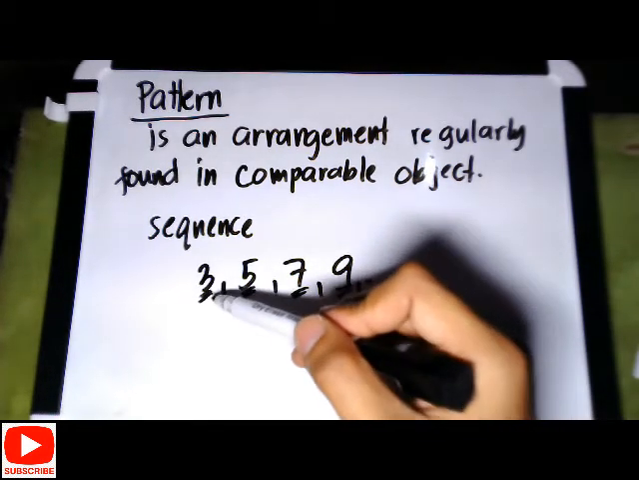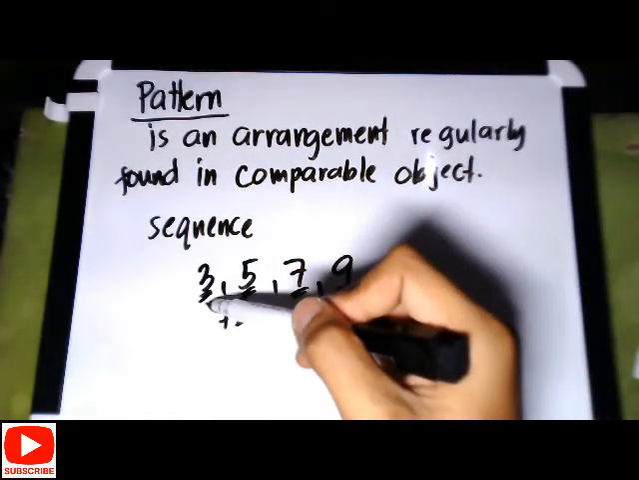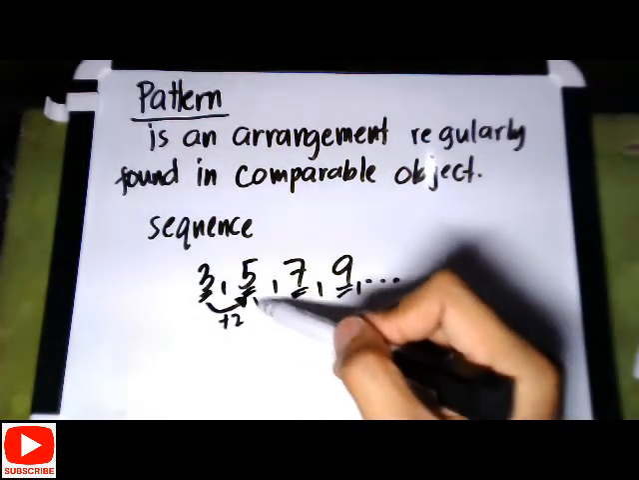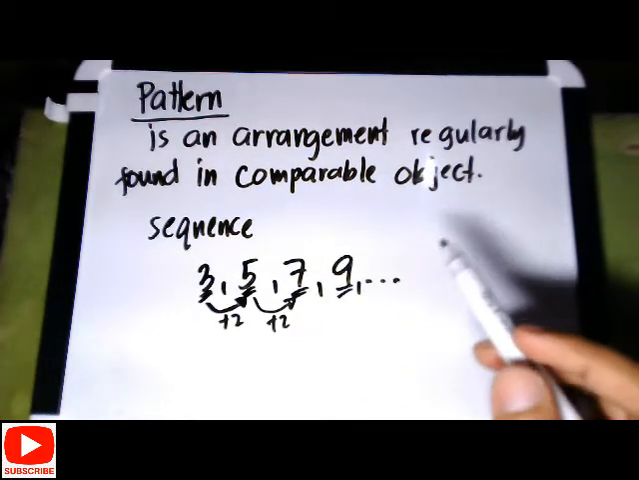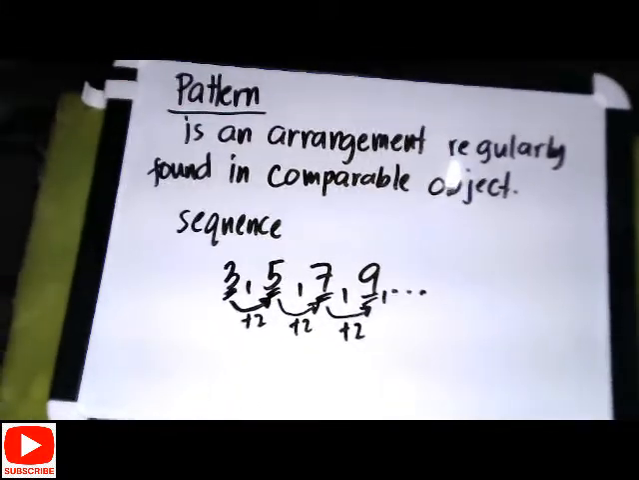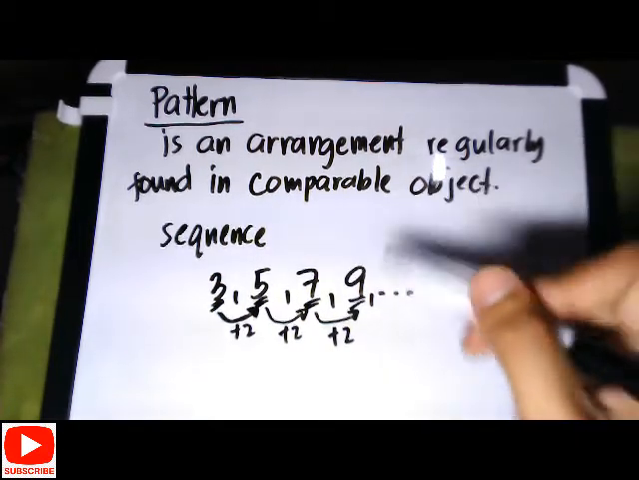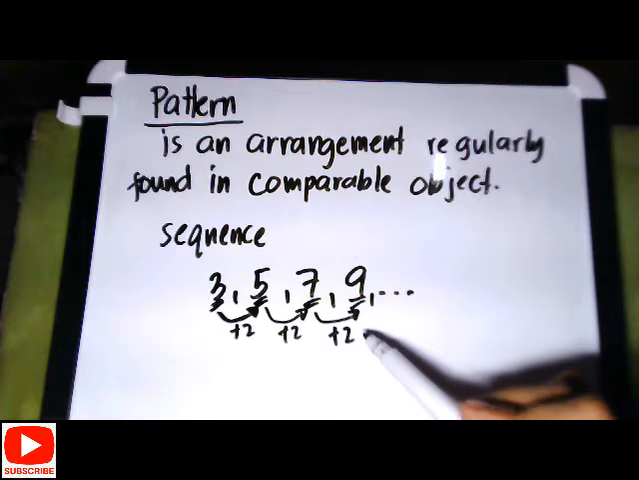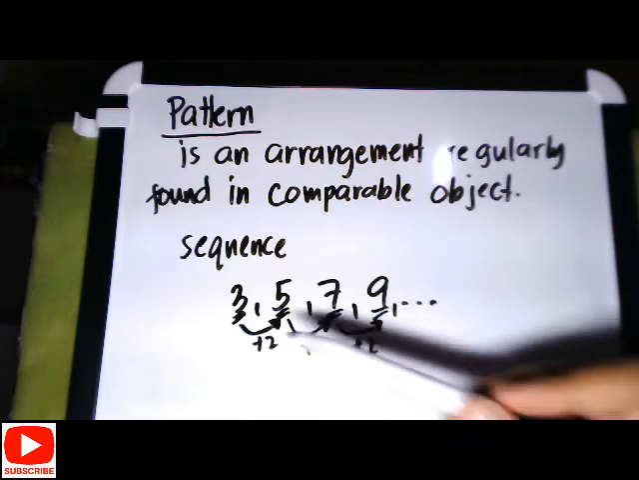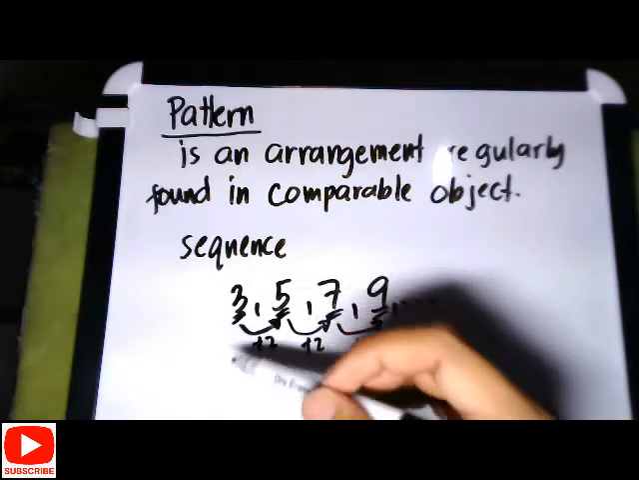So maybe we add 2 here. We add 2 to 3 to get 5. We also add 2 to 5 to get 7. We also add 2 to 7 to get 9. So the pattern here is we keep on adding 2 to get the next number. In this sequence, we keep on adding 2 to get the next term. Let's take another example.